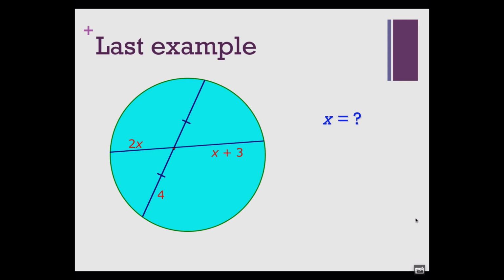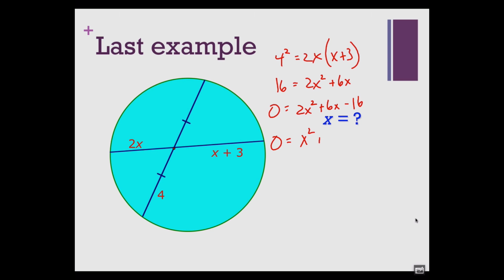So, Morgan, what equation did you set up here? 4 times 4 is equal to 2x times x plus 3. 2x squared plus 6x, so 2x squared plus 6x minus 16 equals 0. So 0 equals x squared plus 3x minus 8. Where'd the 2 go? You factored it. Okay, divide both sides by 2. 0 divided by 2 is 0. It disappears.